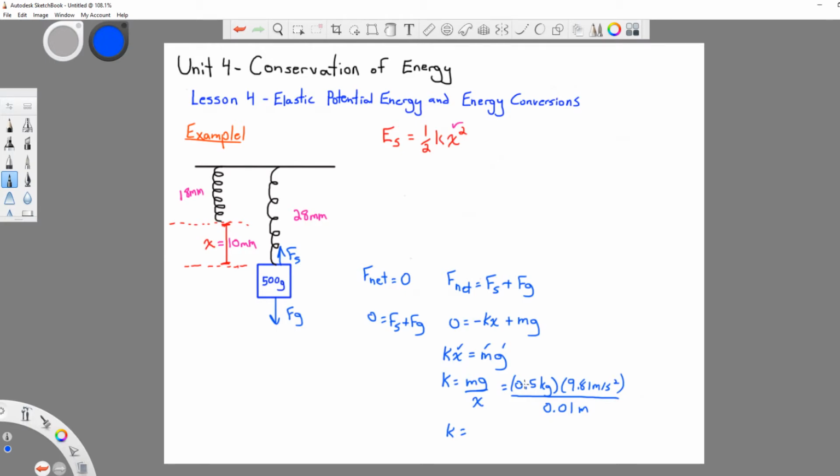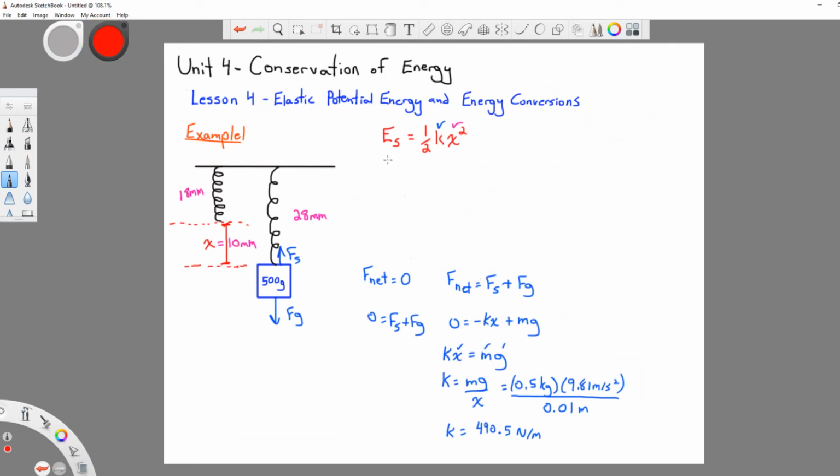So we have 0.5 times 9.81 divided by 0.01, and it is 490.5. Good. And that is in newtons per meter. So it takes 490.5 newtons to stretch or to compress this spring 1 meter. Alright, now we have k. We have all of our values. We can finish this question off quite easily.